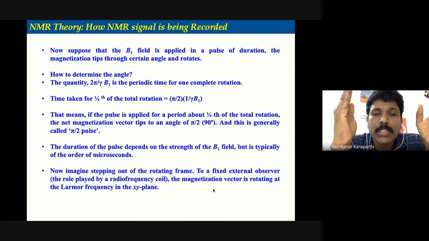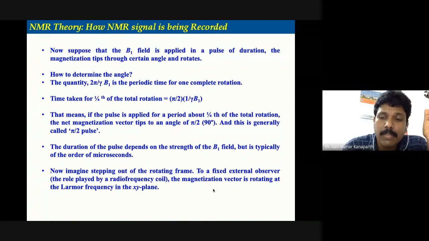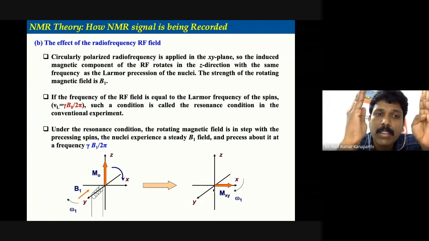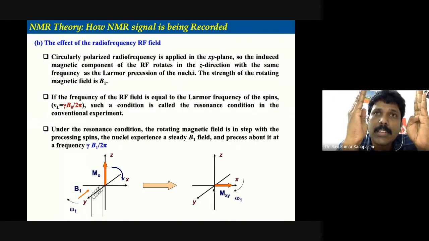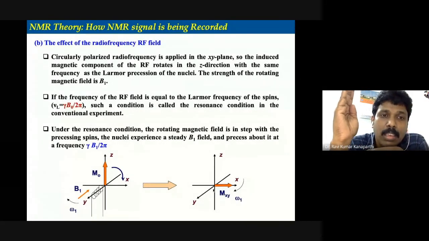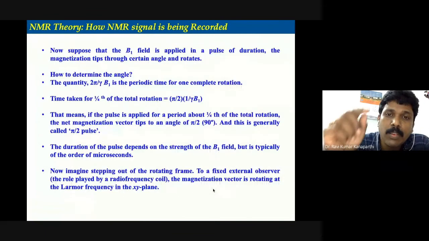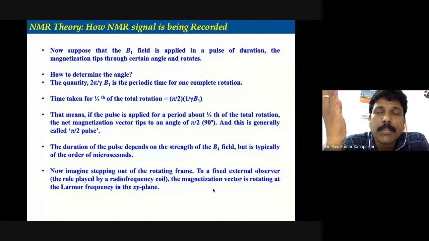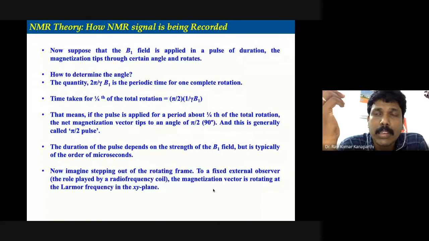So that is the frequency. Initially we have written the Larmor frequency as gamma B0 by 2 pi, but when you have a resonance condition, the Larmor frequency is also equivalent to gamma B1 by 2 pi. This is very important. So, what is the frequency? Frequency is nothing but the number of oscillations per second, according to the definition.